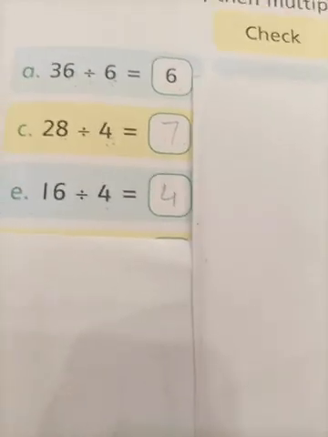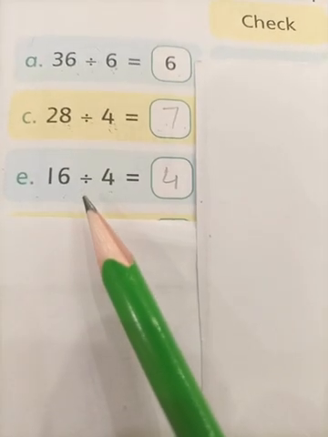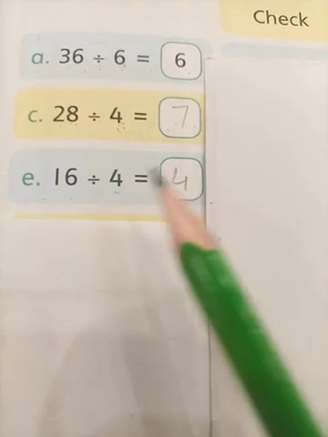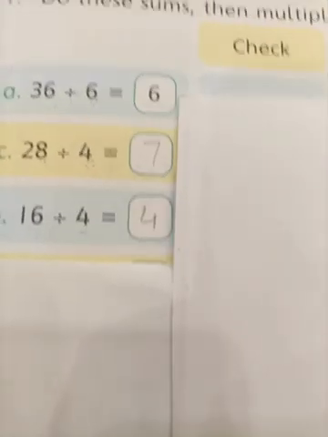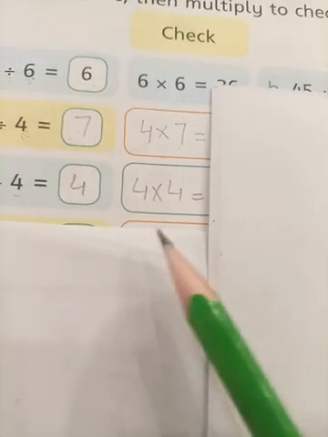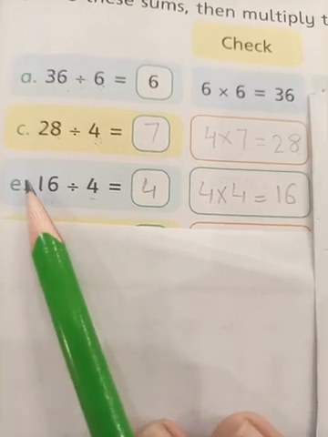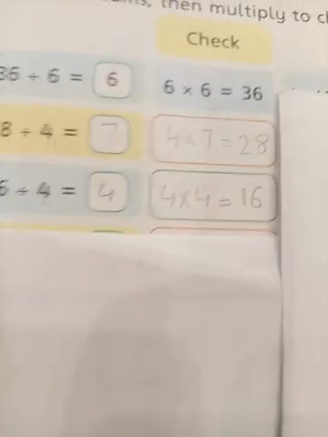Next step is checking. We will do the process of multiplication. We will multiply this number and our answer. 4 multiplied by 4, and tell me students, 4 fours are 16. That is the same as the first number, which means our answer is correct.